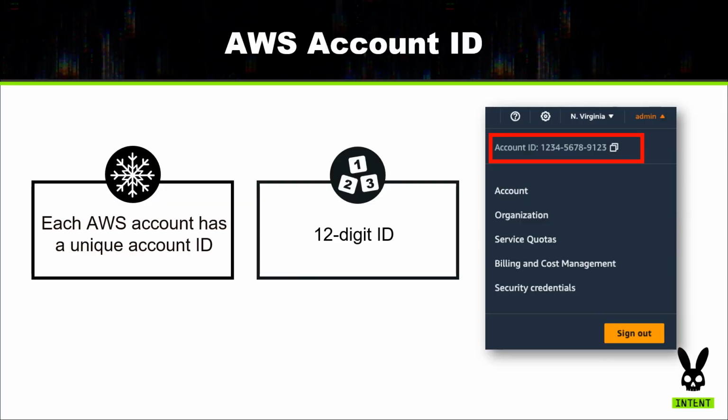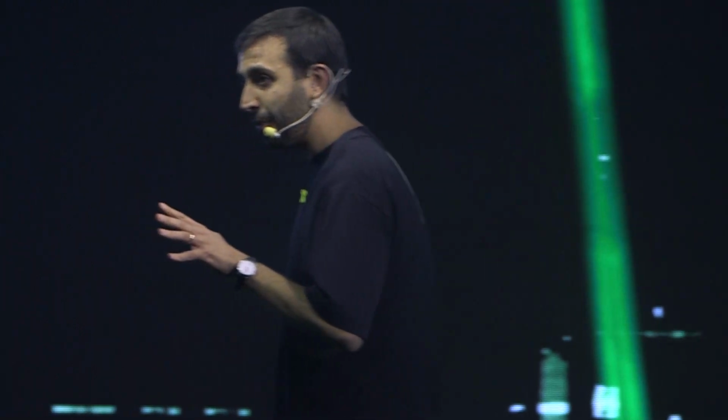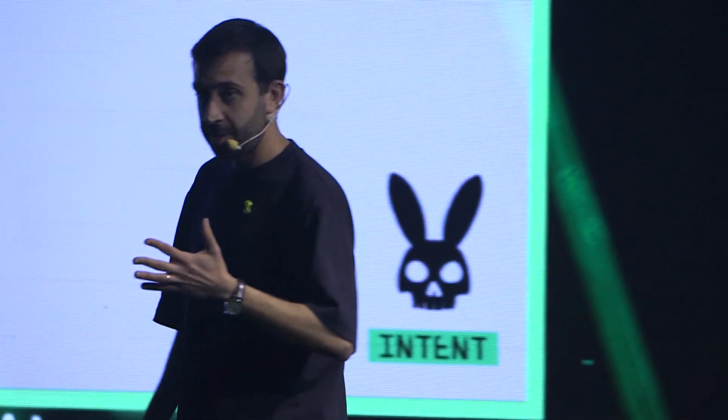So, let's start by discussing the most debatable topic on AWS, which is the AWS Account ID. Each account has a unique identifier associated with it. This identifier consists of 12 digits, and the most important thing about this identifier is that some treat it as a secret, and others don't.